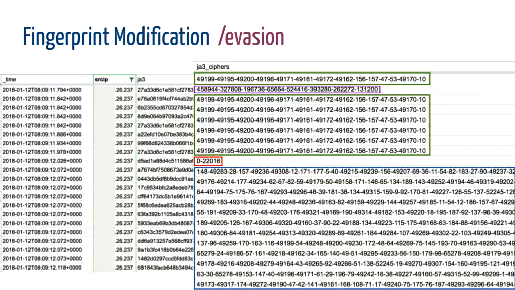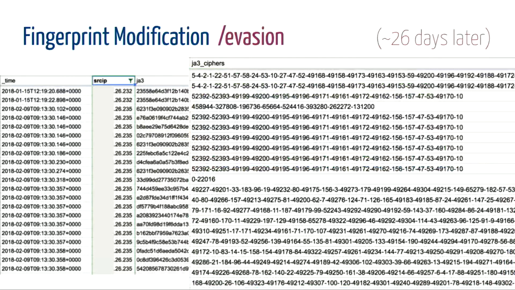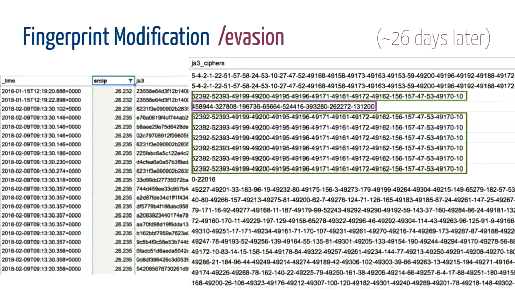which is a huge list of randomly generated ciphers. The more interesting thing is, in the next slide, you can see the same scan happened like 26 days later again. And the cool thing is, the ciphers are different. The randomly generated ciphers are different, but the pattern is the same. So we can always identify this specific actor or tool because of this pattern.